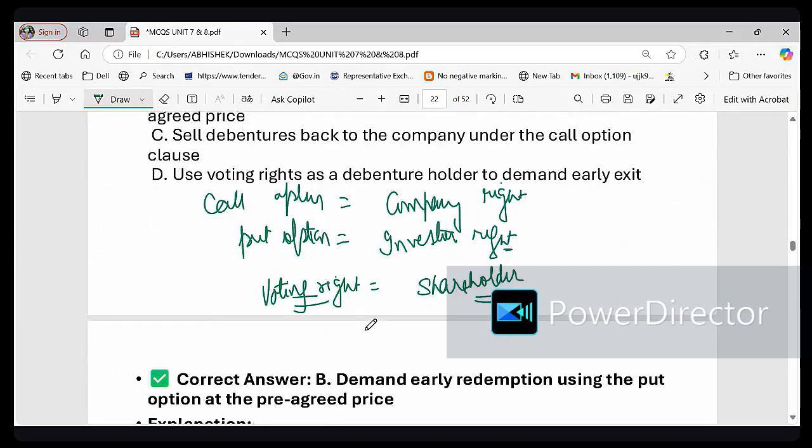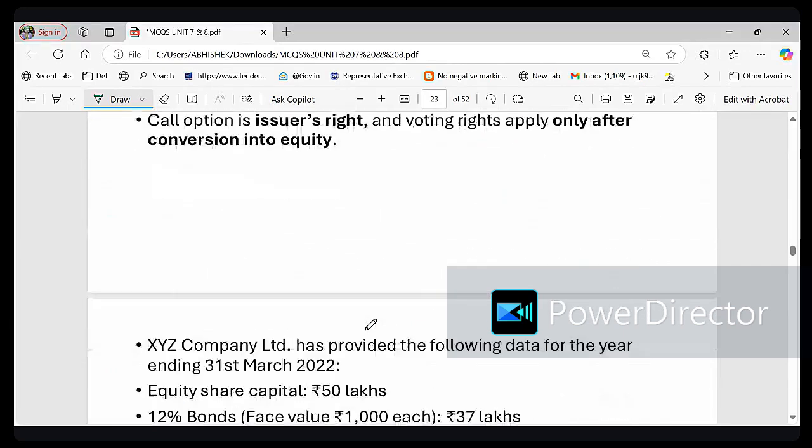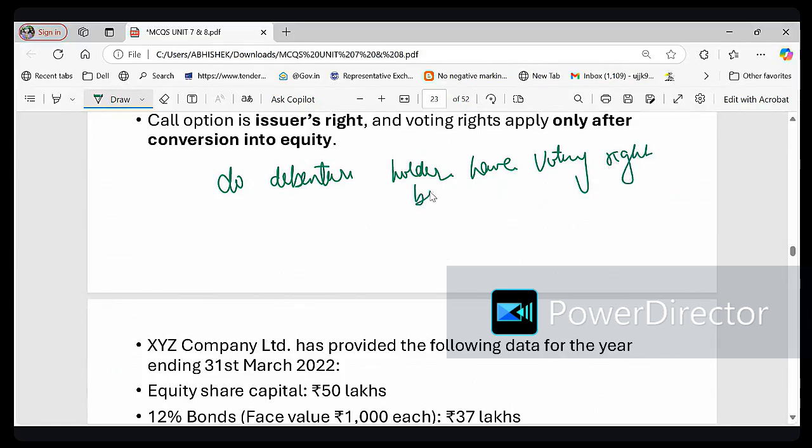So please tell me, do debenture holders have voting right before conversion? Please answer. Yes or no? What do you think? Just answer it fast, right? Do debenture holders have voting right before conversion?